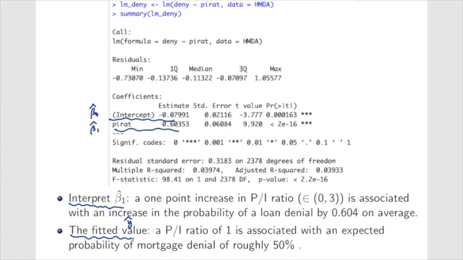We can also calculate the fitted value y hat. It is equal to beta 0 hat, minus 0.08, plus beta 1 hat, 0.604, times the PI ratio. If the PI ratio is 1, then we get around 0.5. So it means a PI ratio of 1 is associated with an expected probability of mortgage denial of roughly 50%.